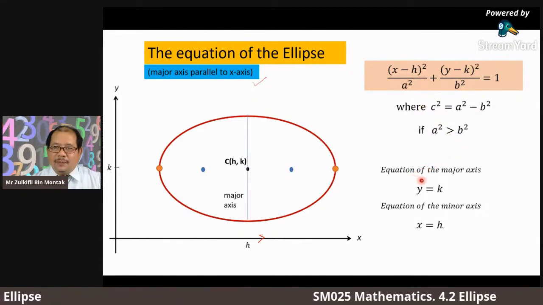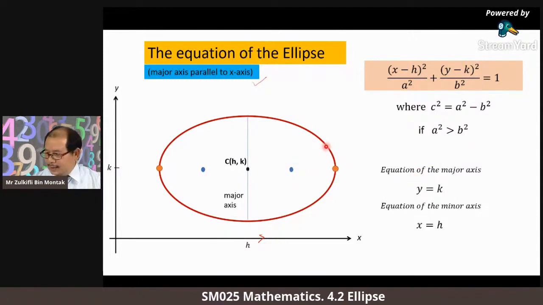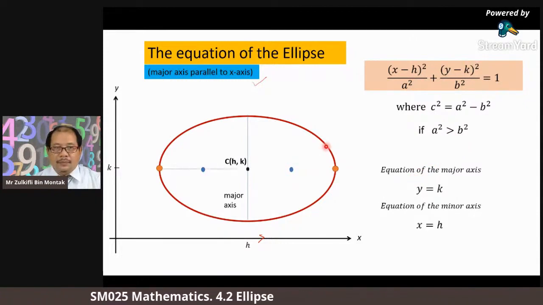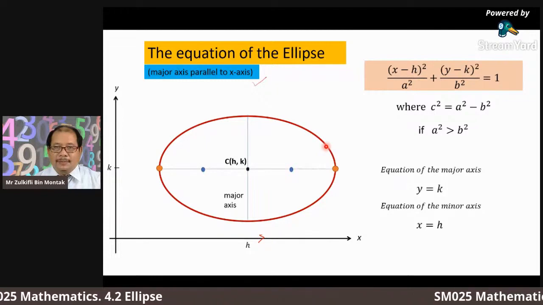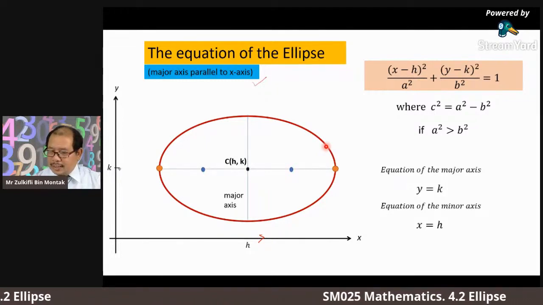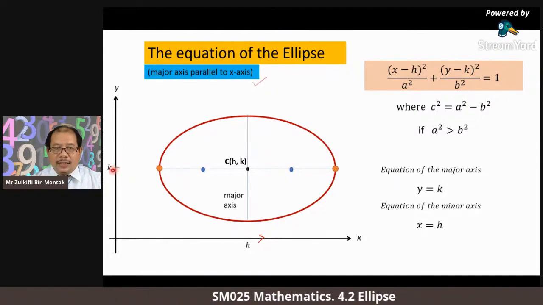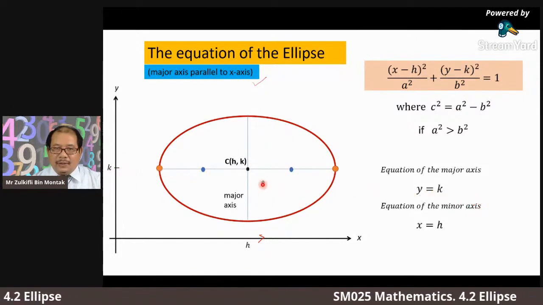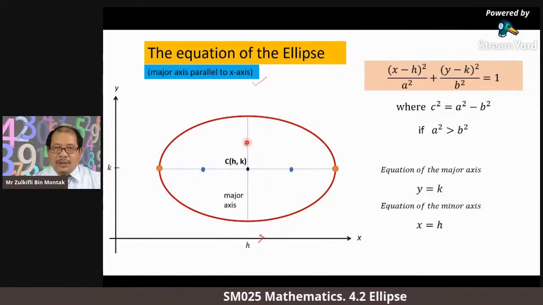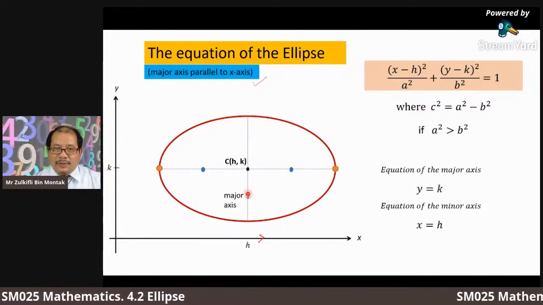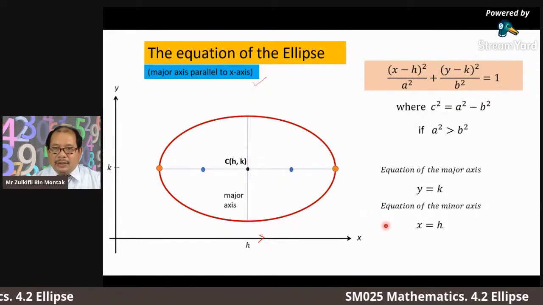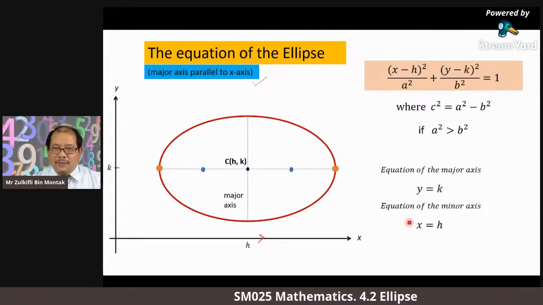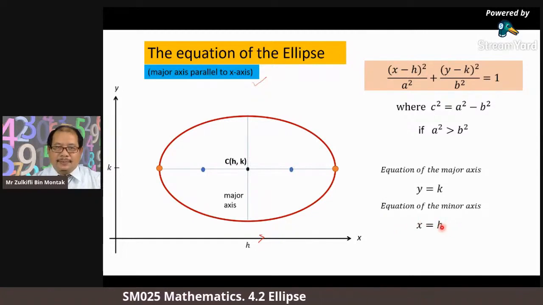The equation of the major axis, so this is the major axis, is y equal to k. So this is the line y equal to k as the major axis. And then the line x equal to h is the equation of the minor axis.